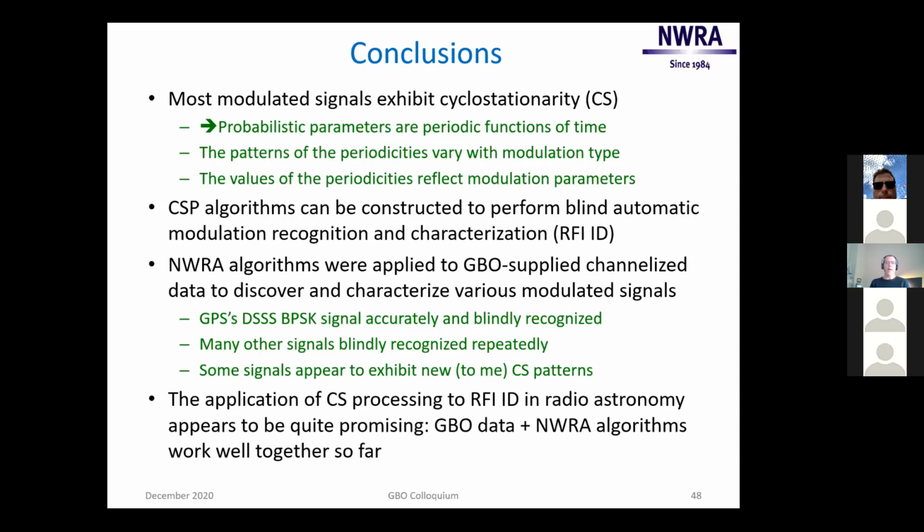And we can use all that information to construct blind automatic MODREC algorithms to determine the type and parameters of signals in arbitrary data sets. We applied that to the GBO supplied data and validated it against the DSSS BPSK from GPS, and then found a whole bunch of signals in that data, lots of cyclostationary signals. And we learned something new because there's some new patterns there.